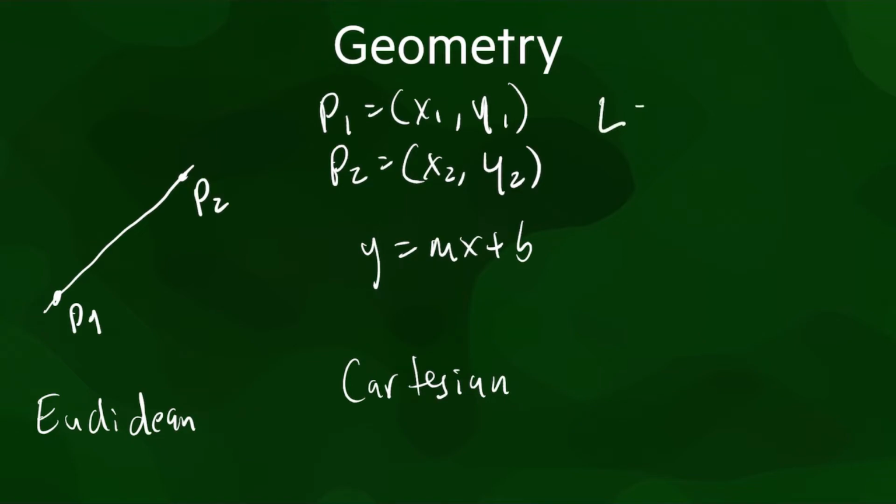Finally, in point set geometry, we can define the line as a set of points fulfilling a certain condition, such as that the line is a linear combination of the 2 points.